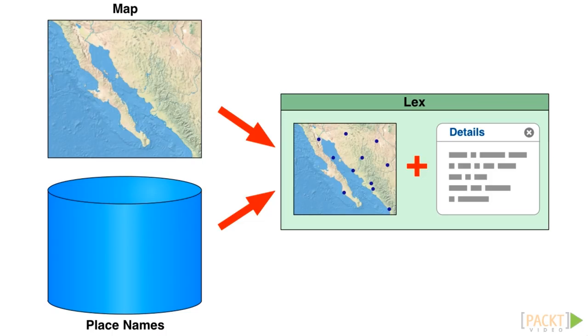Our application will combine two freely available sets of geospatial data, a high-resolution map that we can use to show the location of each landmark, and a database of place names that tells us where each landmark is, as well as additional details about each landmark that we want to display when the user clicks on it.